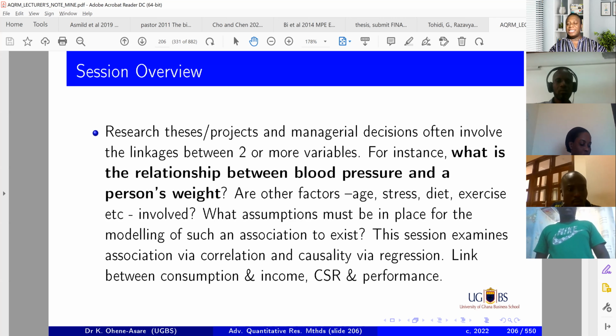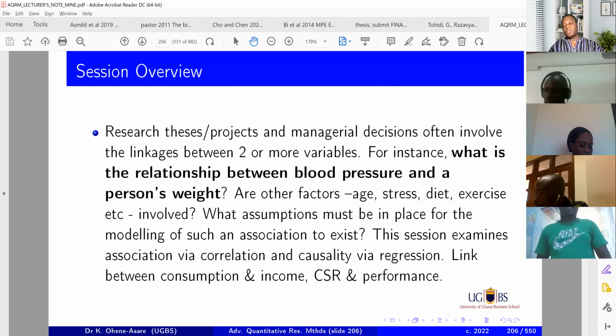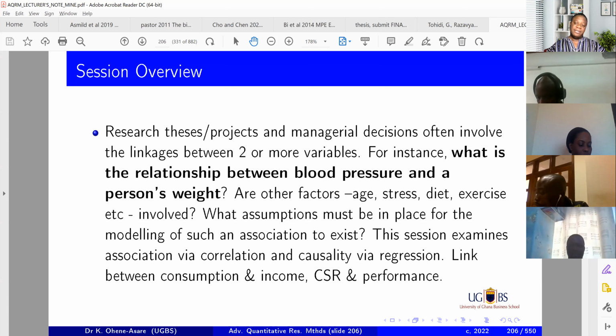We are going to look at causality and correlation. Correlation, please take note, if you are taking note, has to do with association between variables. Regression is the causality among variables, or the causality between variables. So whereas correlation deals with association, regression deals with causality, or causation.